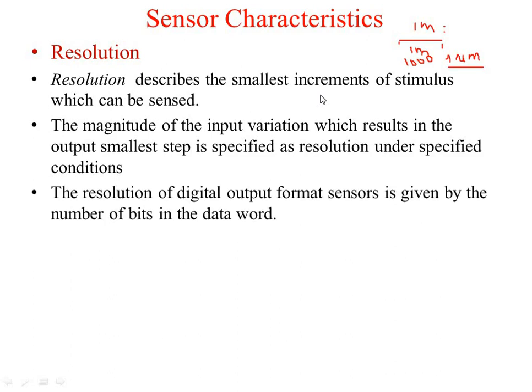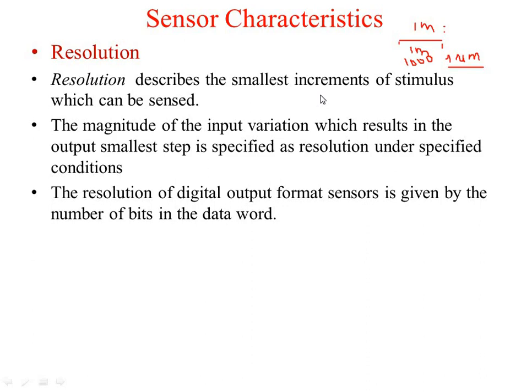Most probably, when we talk in terms of digital output, we talk in terms of the number of bits in the data word. So when I say it is 8-bit data, 2 raised to 8 means you can go from 0 to 255. Okay, that is the maximum range. But if I represent the same information by 16 bits, then I can go from 0 to 64K, which means I can represent the smallest part with the help of 64K number of steps.